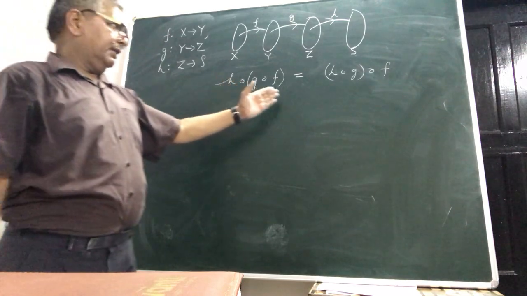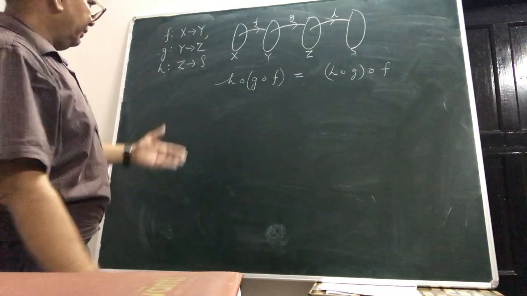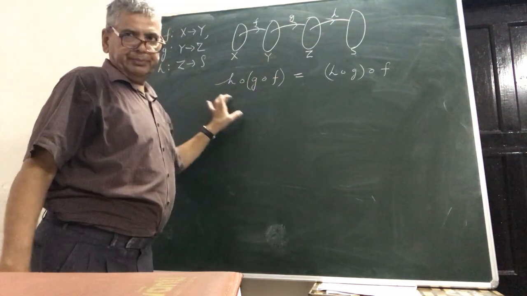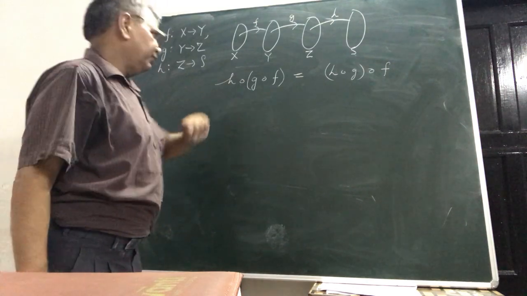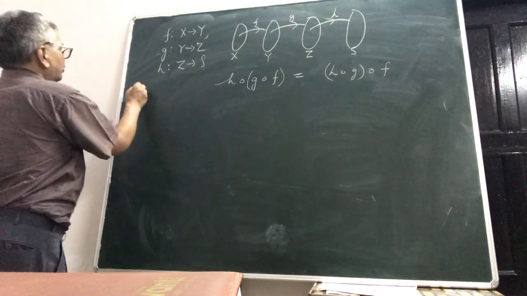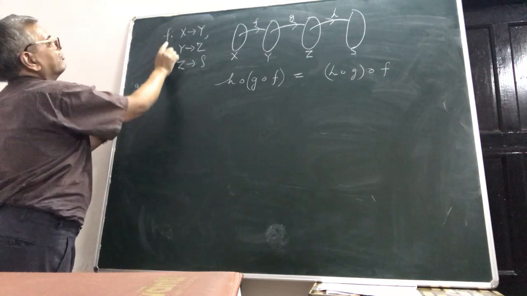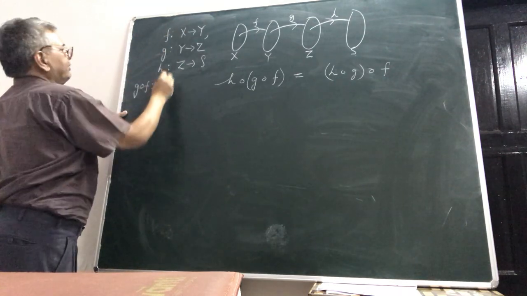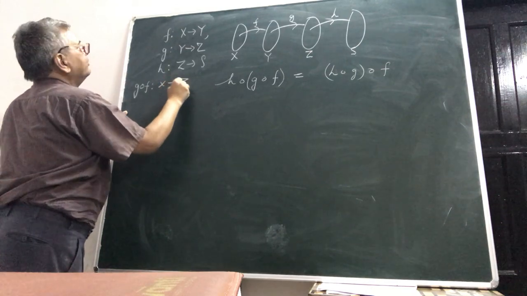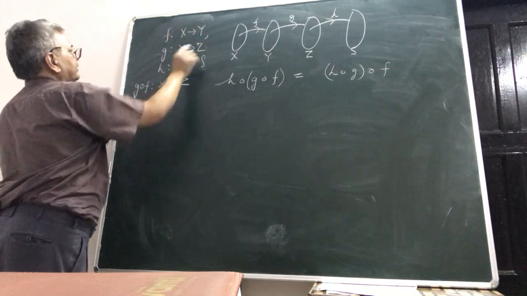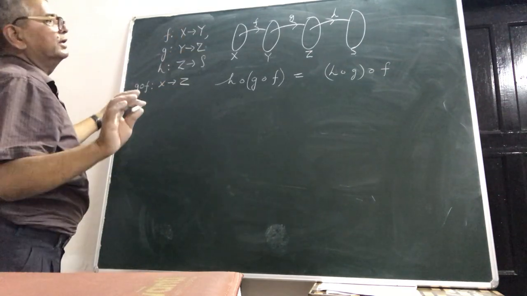Now please mind it. First thing you need to show is that this whole lot is a function from where to where. Please see g o f first. This g o f will be from where to where? Under f, it will be from x to z. Pretty obvious. f is x to y, g is y to z. So g o f will be from here to here.